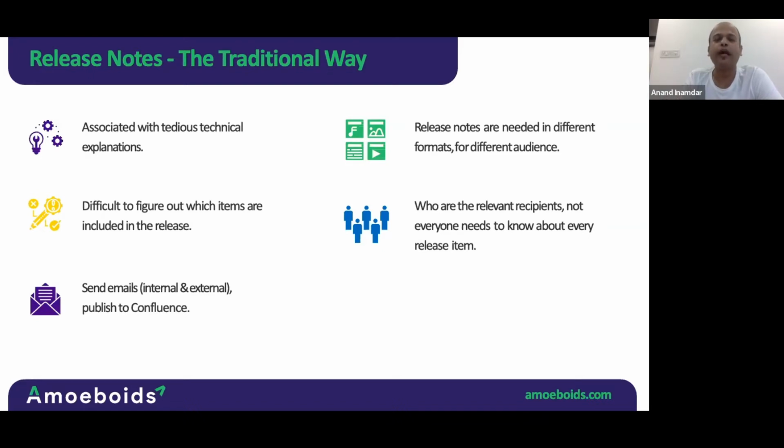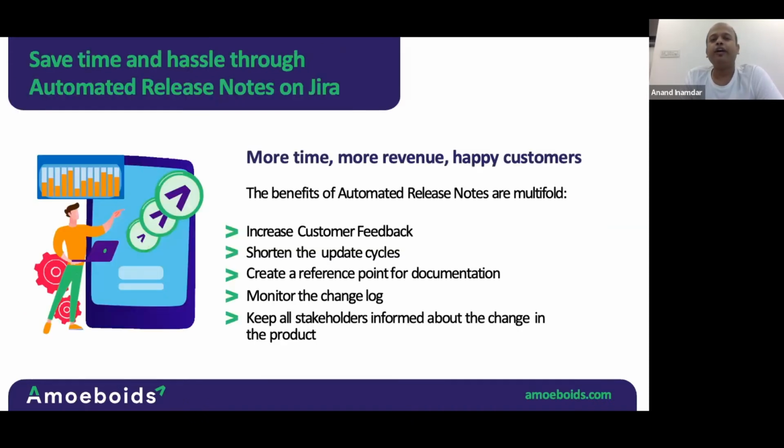You have to figure out and spend, or rather invest, a lot of effort to come out with something that's very effective. You have to send out emails, be it internal emails or external emails, or you also have to publish to Confluence. And that's where automation comes into the picture. What it does is it essentially gives you a visual way of creating release notes. You can create different release notes templates utilizing Jira's custom fields or default fields. You can pick the Jira issues that are coming out to be included.